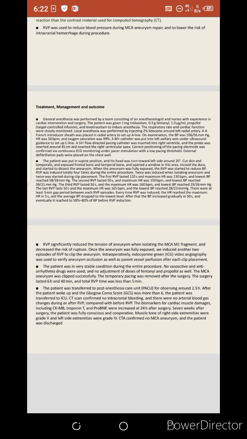Correct positioning of the pacing electrode was confirmed via continuous ECG monitoring under pacer stimulation with a low pacing threshold. External defibrillation pads were placed on the chest wall. The patient was put in supine position and his head was turned toward the left side around 20 degrees. We cut the skin and temporalis and exposed the frontal lobe and temporal bone, opened a window in this area, incised the dura, and started to dissect the aneurysm.